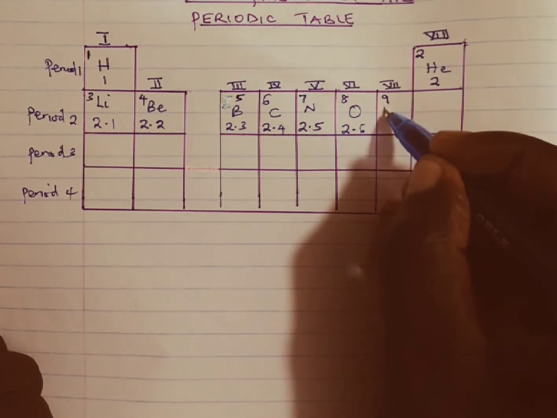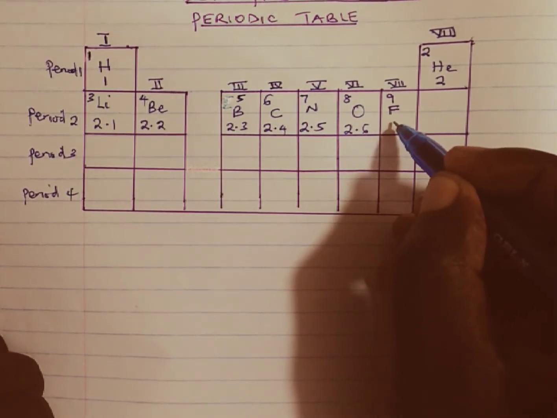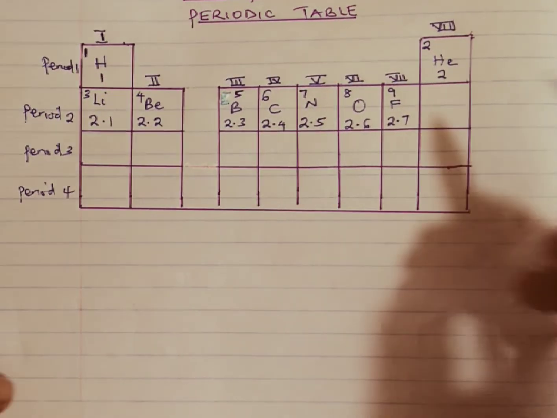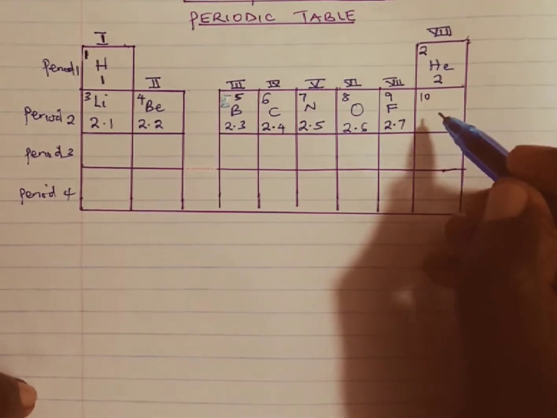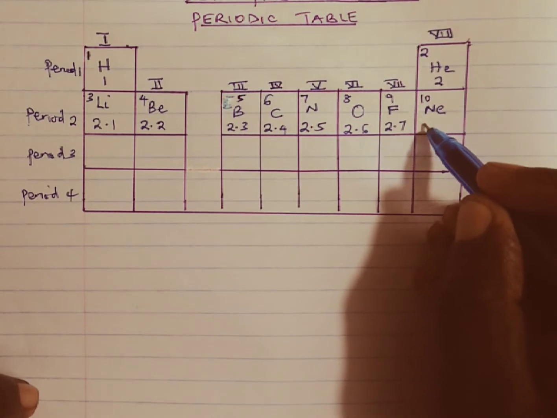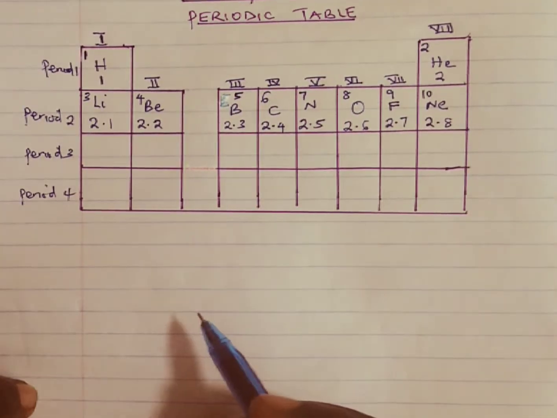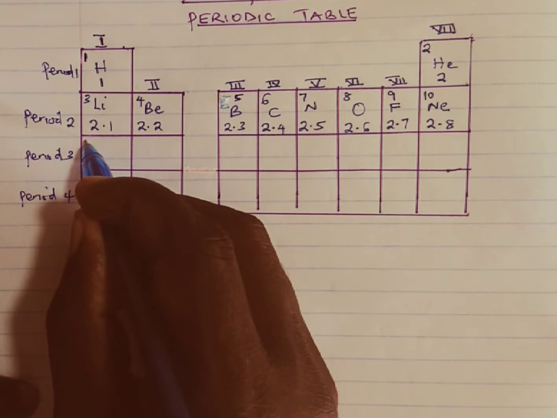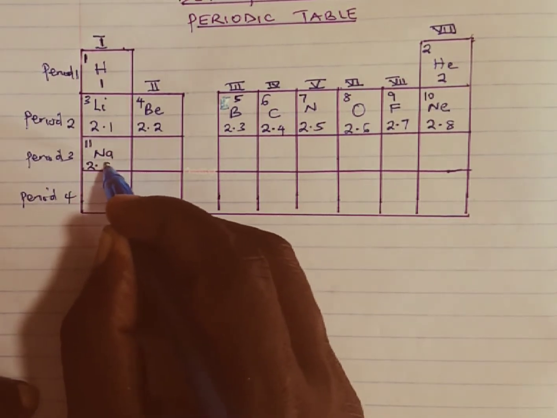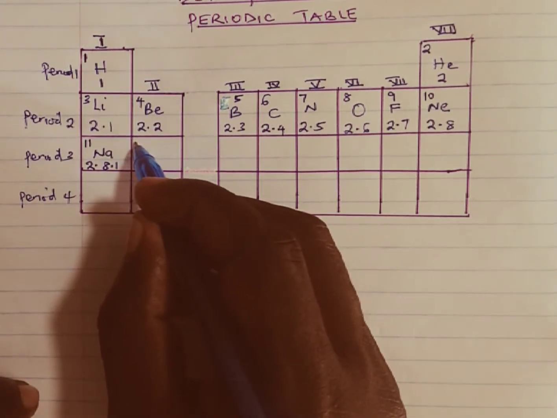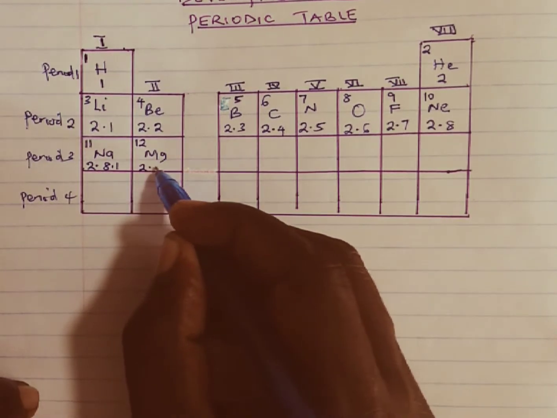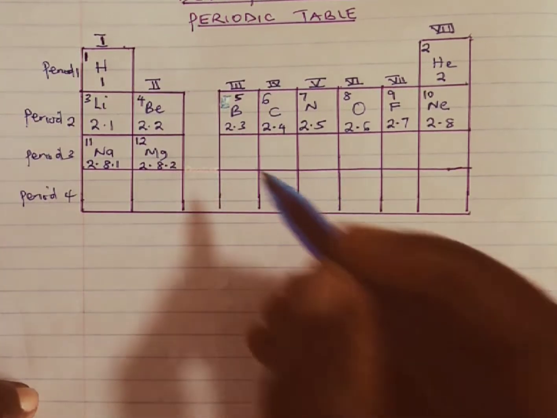Then number 9, we have fluorine with an electron arrangement of 2, 7. Then we have number 10, which is neon with an electron arrangement of 2, 8. Then we come to number 11, which is sodium with an electron arrangement of 2, 8, 1. We have number 12, which is magnesium with an electron arrangement of 2, 8, 2.